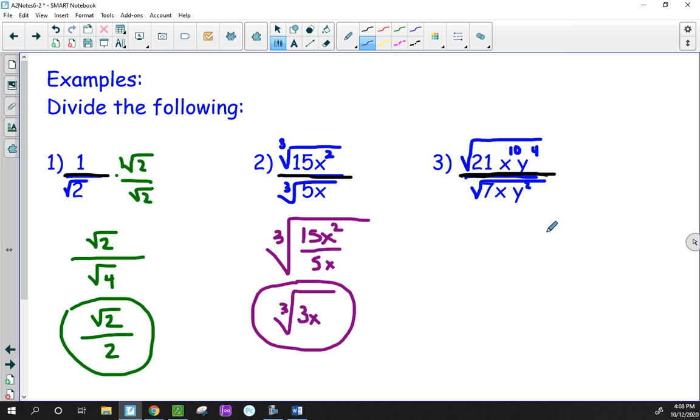Okay, example 3. You have the square root of 21x to the 10th y to the 4th divided by the square root of 7xy to the second. Again, you're going to pay attention to the radicands. If you know that the top is divisible by the bottom, then my advice is to write it as one big fraction. So we're going to put these together.